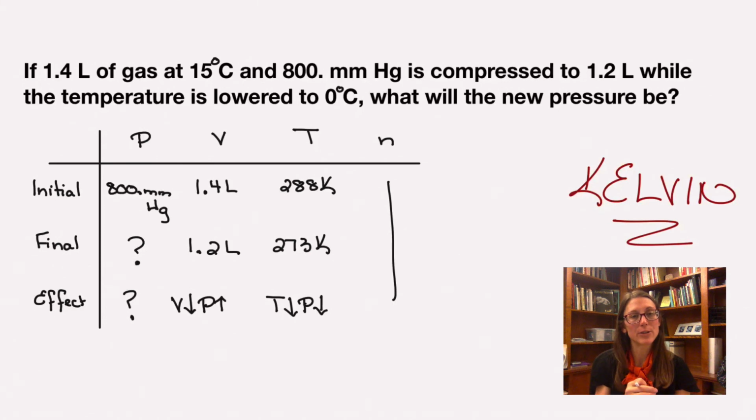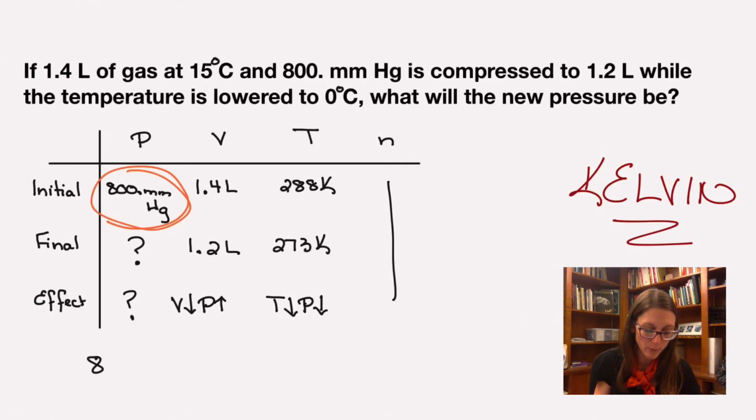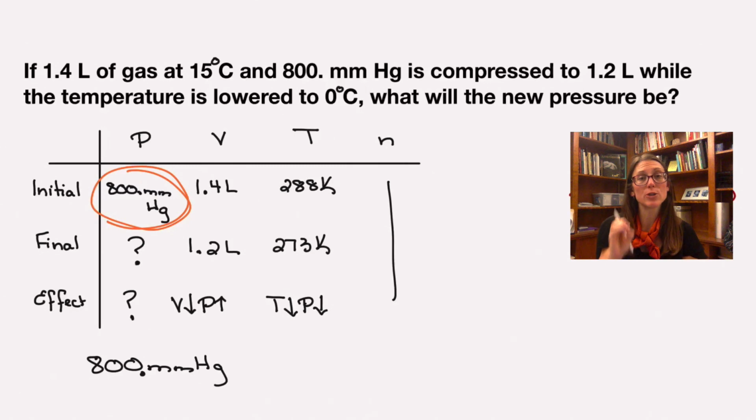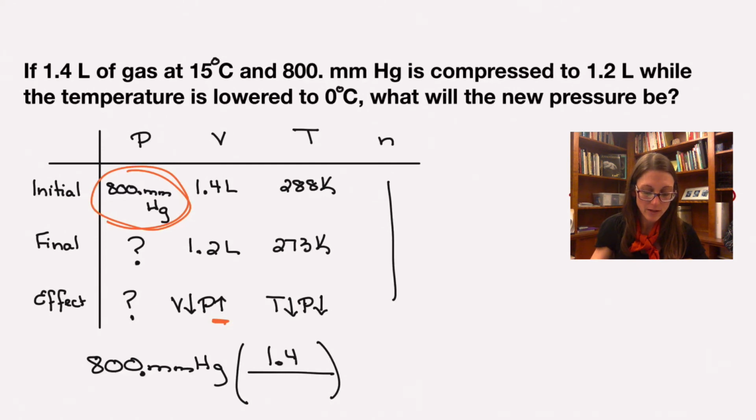So let's talk about how you're going to do the math. Let's use our multiplication factors, and let's use them each independently. So we're going to start always with the number that's on the top of the question marks, and we're going to begin writing our math problem with that. And I'm going to do volume first. And so I'm going to set up my multiplication factor and then look at my effect. Since the volume is supposed to make the pressure increase, let's put the larger volume on top and the smaller volume on the bottom. And when you do that, you get an answer of 933 millimeters of mercury.